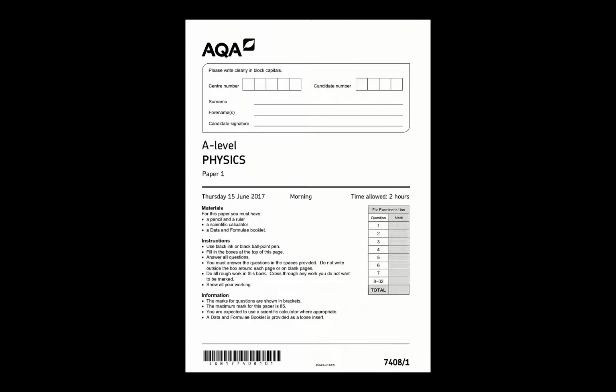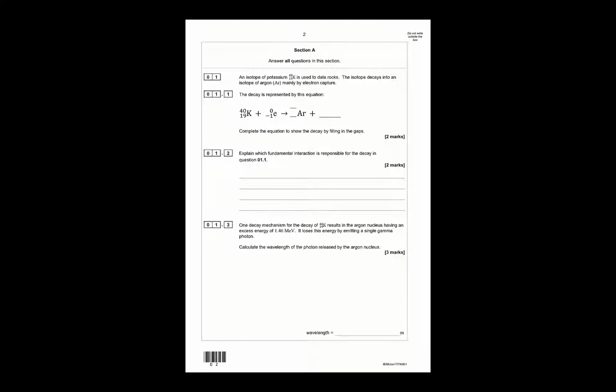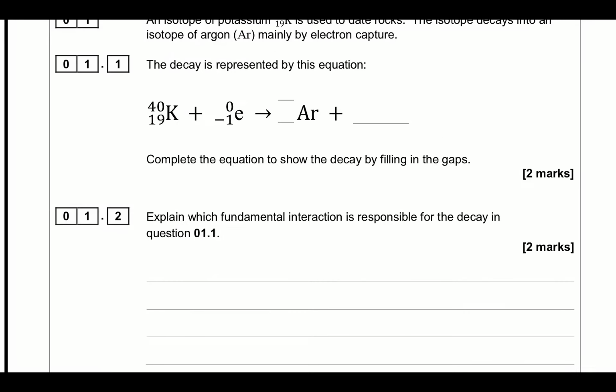By request, this is the A-Level Physics, Paper 1 from 2017 by AQA. So, we have potassium 40, and it's used to date rocks. The isotope will decay into argon by electron capture. Here's the equation. Fill in the blanks.